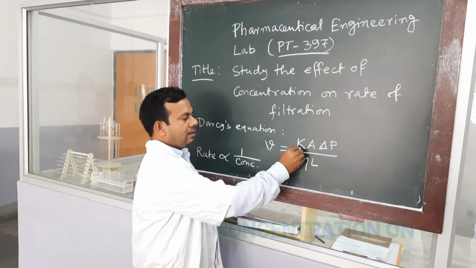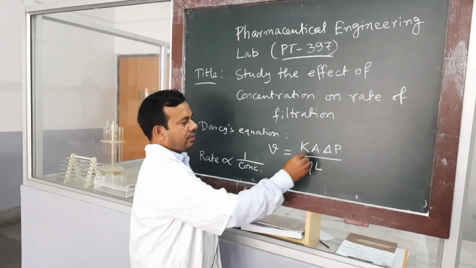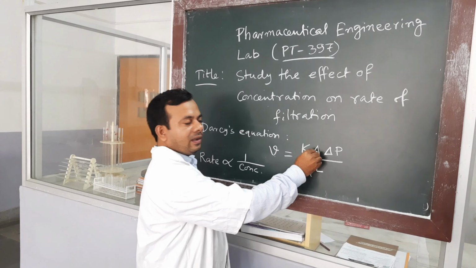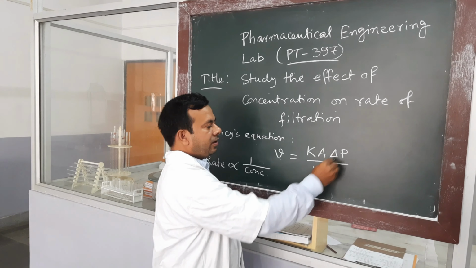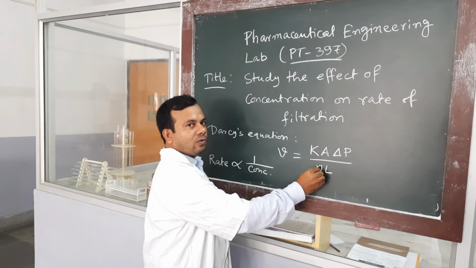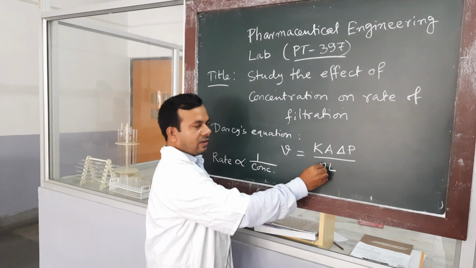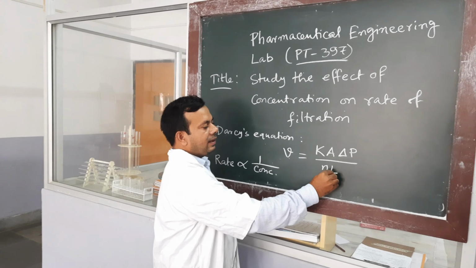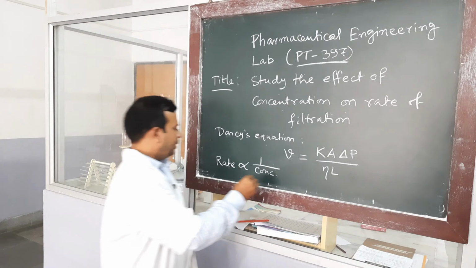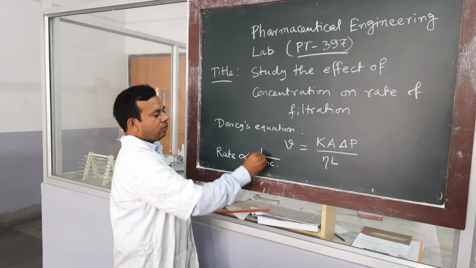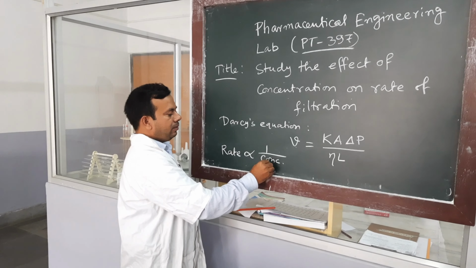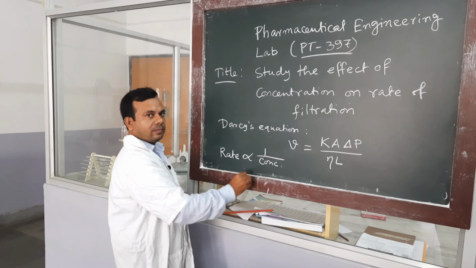Now, K is the permeability constant, A is the surface area of filtration, and del P is the pressure drop. Eta is viscosity of the colloid or suspension, and L is the length of capillary. Therefore, rate of filtration is inversely proportional to the concentration of the suspension.